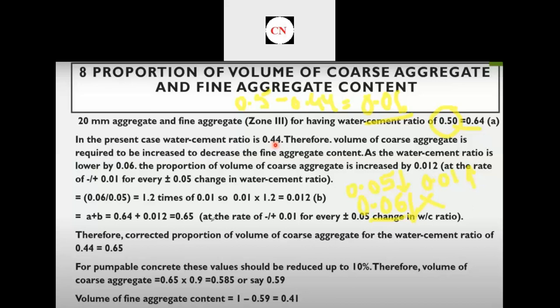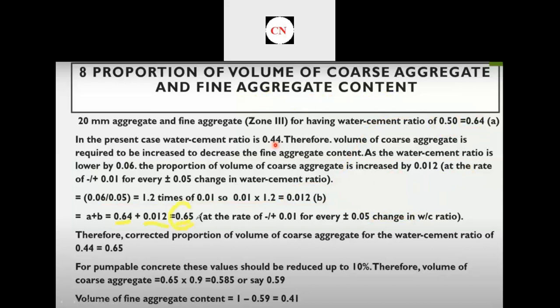This has been done in this particular step. So finally, you will have the value, which is 0.012. This 0.012 has to be added to 0.64. So the final volume proportion of the coarse aggregate works out to be 0.64 plus 0.012, which is 0.65.